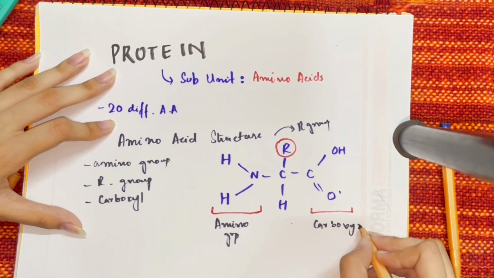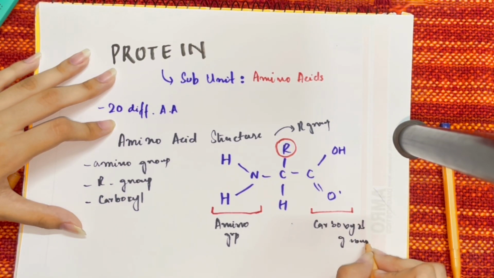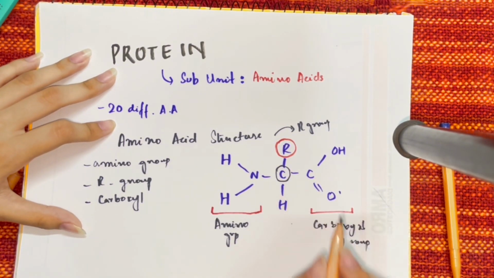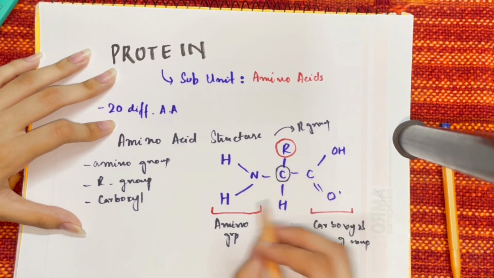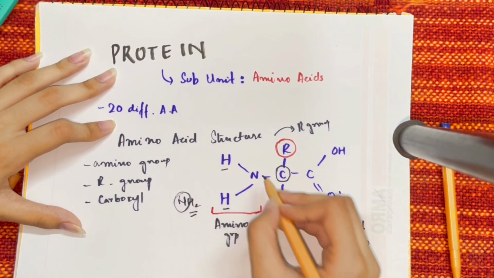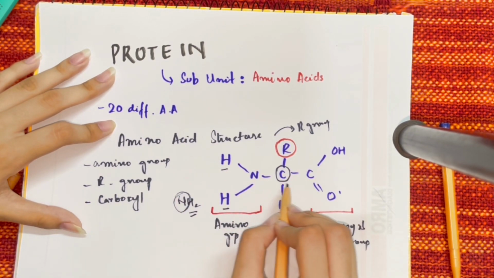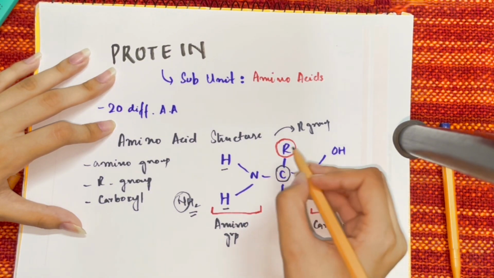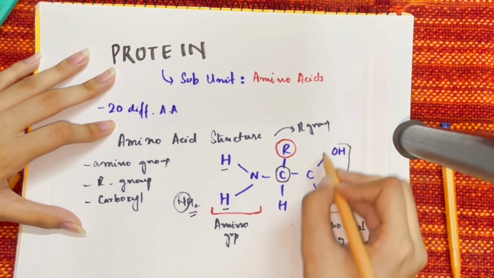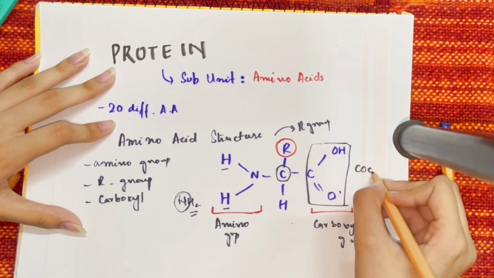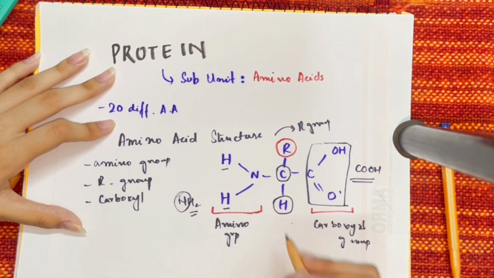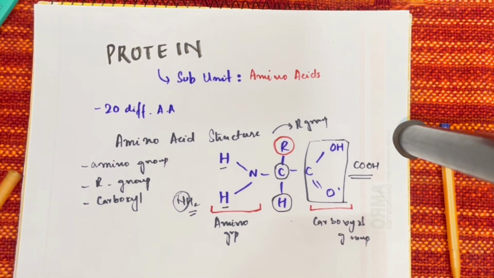We have five basic parts of the amino acid structure, the first being the central C atom. The carbon atom at the center of the structure is known as the central C atom. Then we have the amino group, which is the NH2 group. We have two hydrogen atoms and one nitrogen atom. Along with the carbon as the central atom, we have the amino group. Then we have the H and the R group, and then the carboxyl group, which is COOH, and we have the hydrogen itself. So these are the five things that make up our amino acid structure.